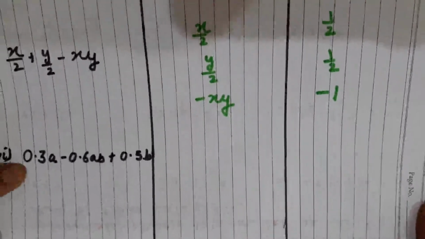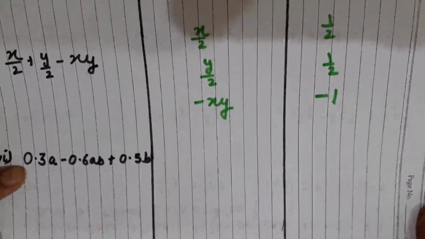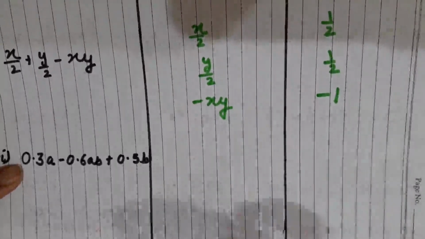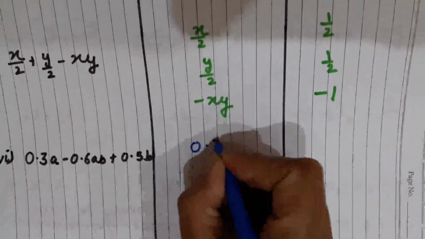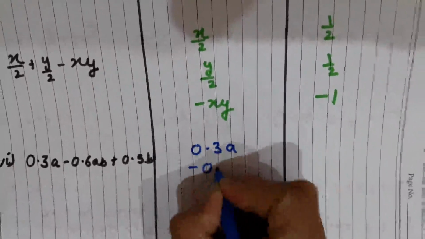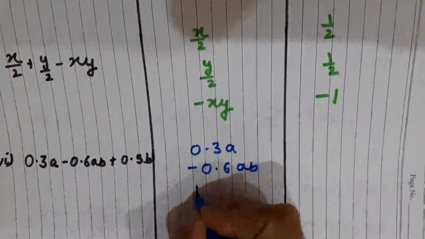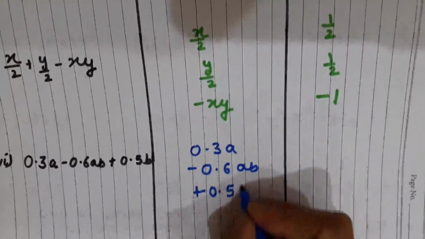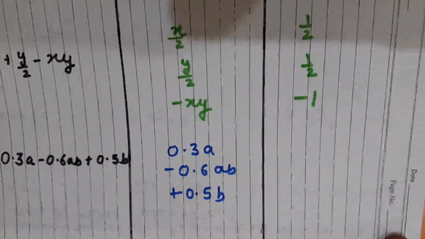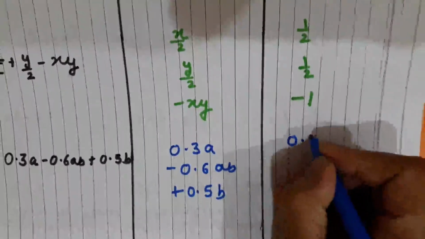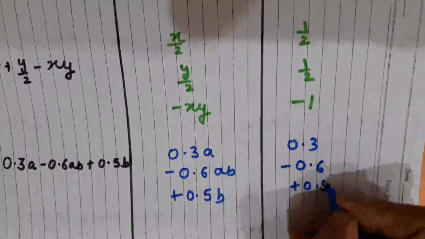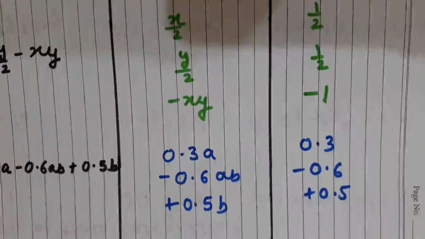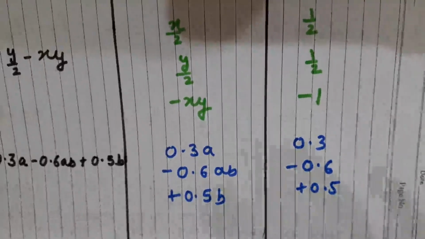Okay, now the last part in this question is 0.3a minus 0.6ab plus 0.5b. Let's write the terms. 0.3a is the first term, minus 0.6ab, plus 0.5b. Okay, so let's write the coefficients. The coefficients will be 0.3, minus 0.6, only the numeric value we will take, and plus 0.5. So this will be your coefficient. Let's move to the next question.